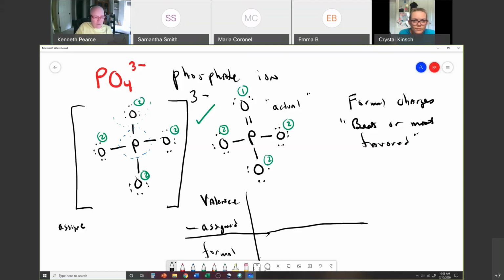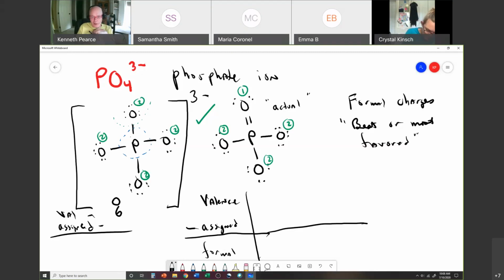Now, when we say valence versus assigned, valence, we're just going to go ahead and do that. So I'm going to say oxygen. We're doing the left-hand one. And so what do we have for valence electrons for oxygen? We look across our periodic table and we go 1, 2, 3, 4, 5, 6. We have 6 valence electrons for all the oxygens in that first one.